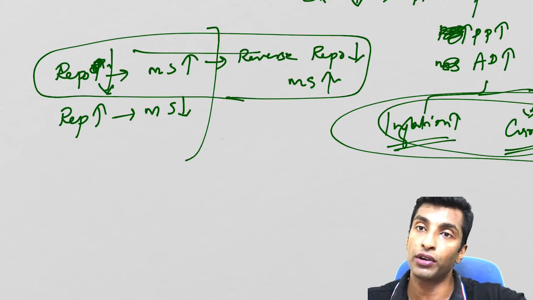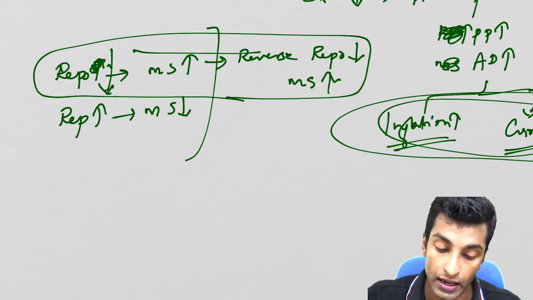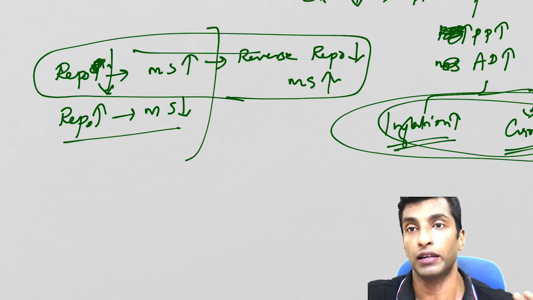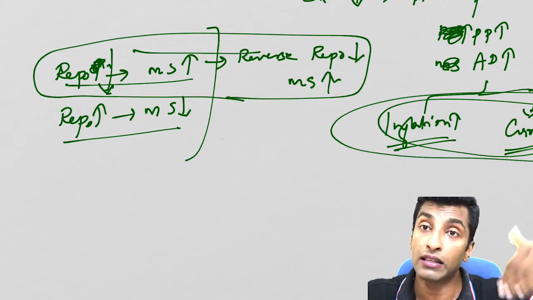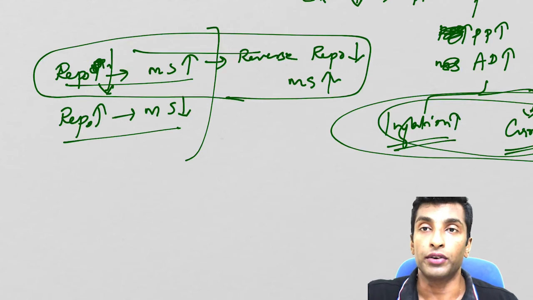Repo increase, reverse repo increase, both the same function. Repo decrease, reverse repo decrease, both the same function. So repo increase, money supply decrease. Reverse repo increase, money supply decrease. Same. Repo decrease, money supply increase. Reverse repo also decrease, money supply increase. So I hope this is clear.